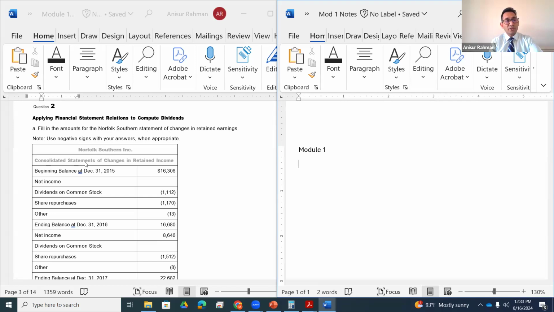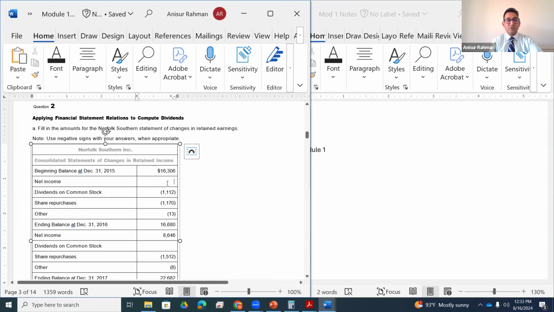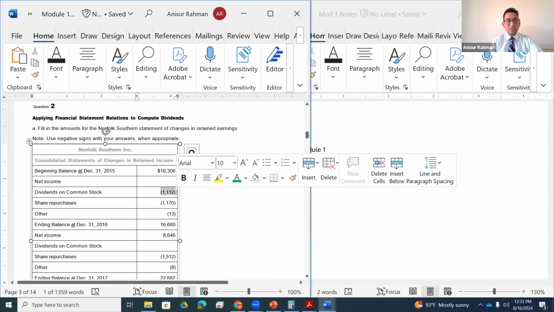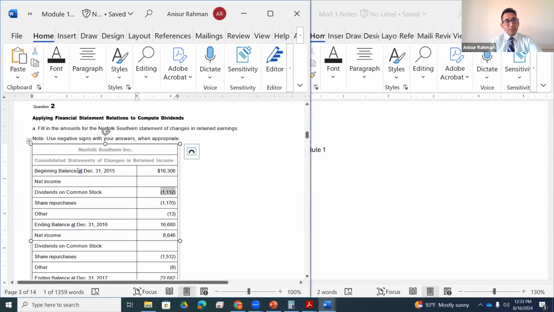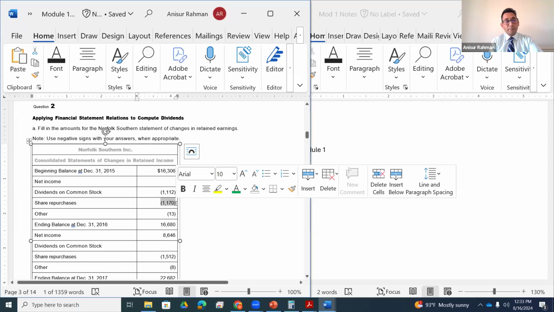Norfolk consolidated statement of changes in retained earnings. So we have beginning balance, December 31st, 2015. We have net income, it is empty, so that basically means we have to solve for this amount. We have dividends on common stock with parentheses, so that means it is a negative number. It's a negative number because when a company pays dividends, it reduces retained income. Similarly, share repurchase is a negative number because when a company repurchases shares from its owners, it has to pay its owners, which would reduce retained income.